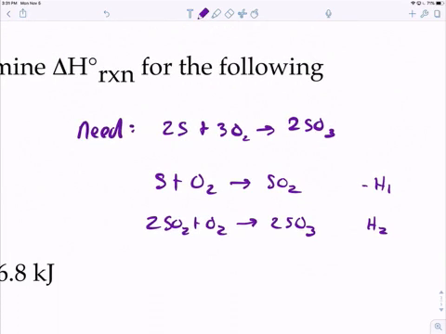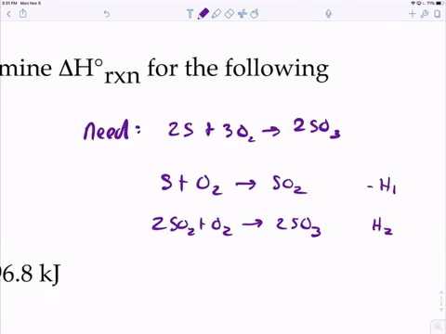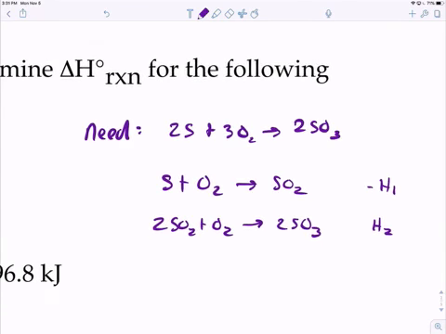So we need this 2S plus 3O2 makes 2SO3. And I've already flipped the other one. And notice that we need to have two sulfurs. So we're probably going to have to multiply the first equation by 2. So multiply this by 2, like that.